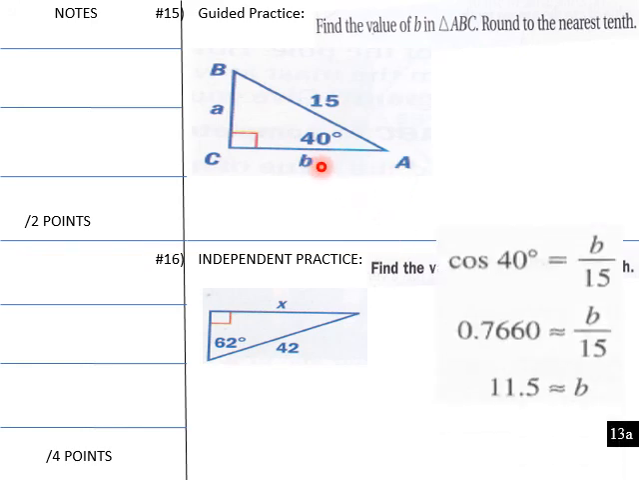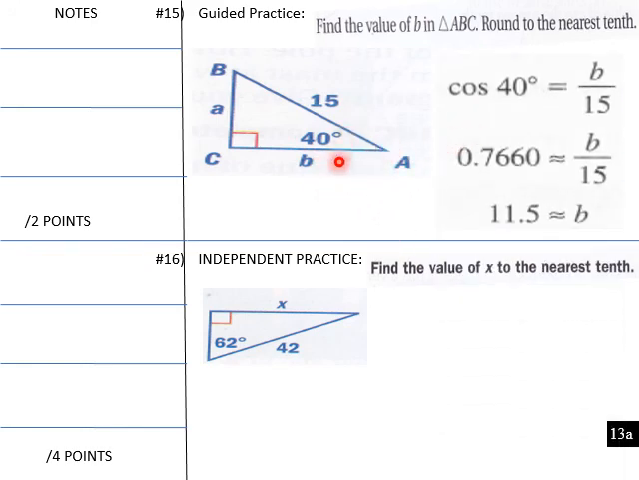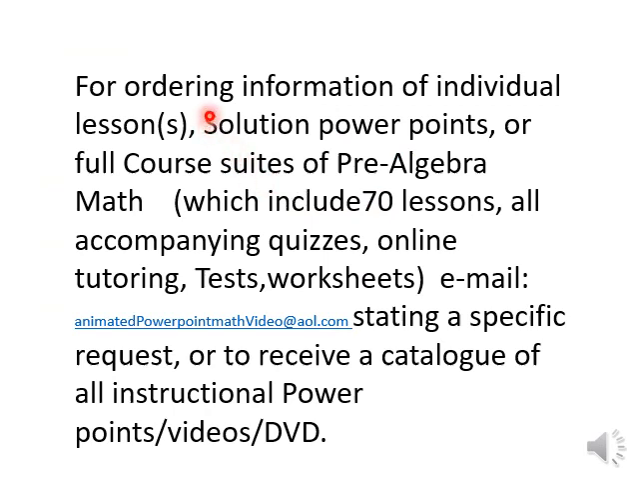To find B, we're going to use cosine 40, which is adjacent over our hypotenuse. B over 15 equals cosine 40. Cosine 40 degrees is 0.7660 equals B over 15. Multiply 15 times that and you get 11.5, which will now equal B. So there's your B. And that is your part 2 of chapter 9, review and summary.